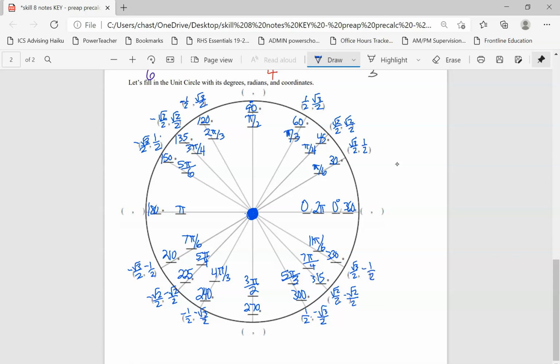The last thing to consider are the angles at the axes, which will be pretty easy. Remember the radius length is 1. Up here, the y coordinate is 1. On the left side here, -1, 0. And down here, 0, -1. So what we have here is the complete unit circle.